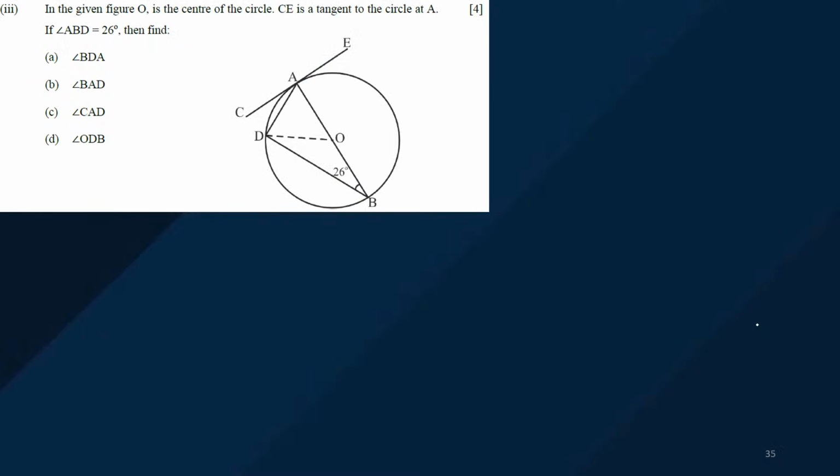Now let me take the next question. The next question is on circles. In the figure, O is the center of the circle, CE is a tangent. So CE is this one. This is given to you as a tangent to a circle at A, and ABD is equal to 26 degrees. ABD is this angle. Then find BDA.